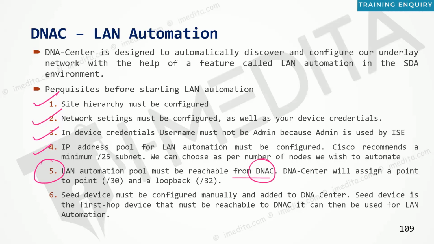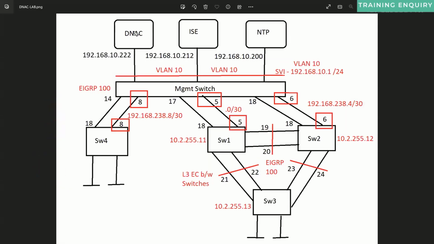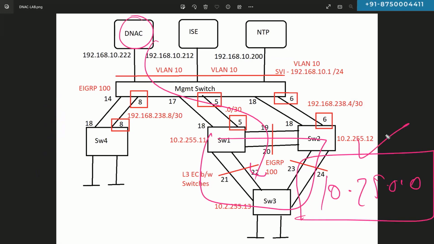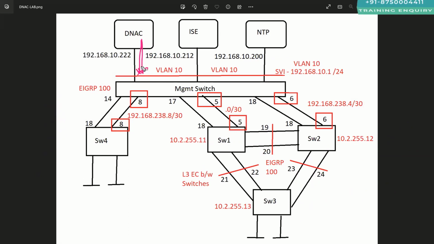So as per our topology, in this topology we have our DNS center. DNS center must be able to reach that particular pool, 10.75.0.0. On the DNS center, we have already given a default route, so no worries. Using the default route, packets will arrive on the management switch. From the management switch, I need to make this subnet reachable.